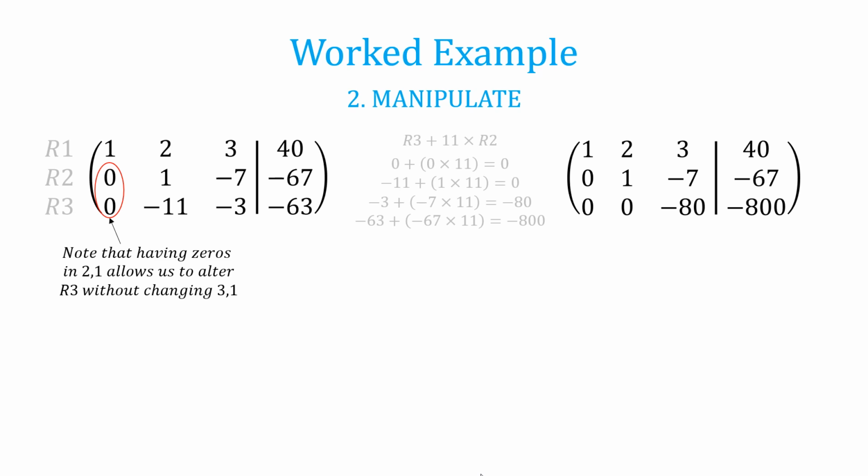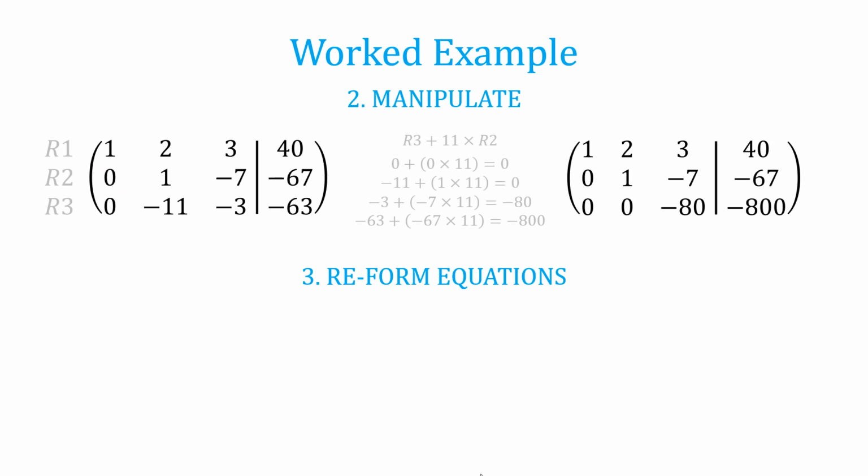In the third and fourth positions, all we've done is the same as previous: minus 3 plus minus 7 times 11. In other words, minus 3 minus 77 gives us minus 80. And in the constant column, the fourth column at the end, minus 63 plus minus 67 times 11, and that gives us minus 800. So that now is our augmented matrix manipulated into the position we want with 3 zeros in the bottom left position, so that's positions 2,1, 3,1 and 3,2.